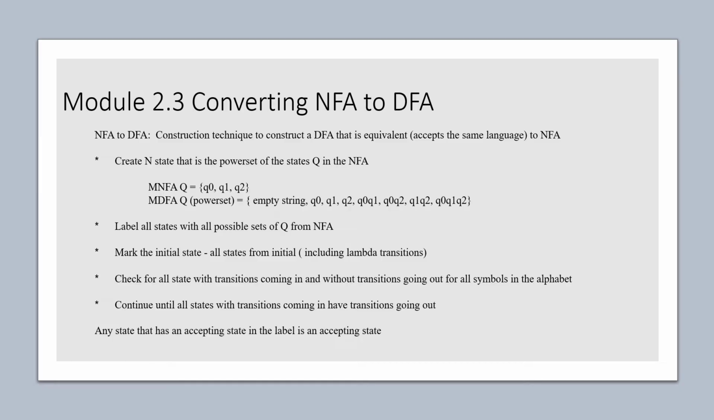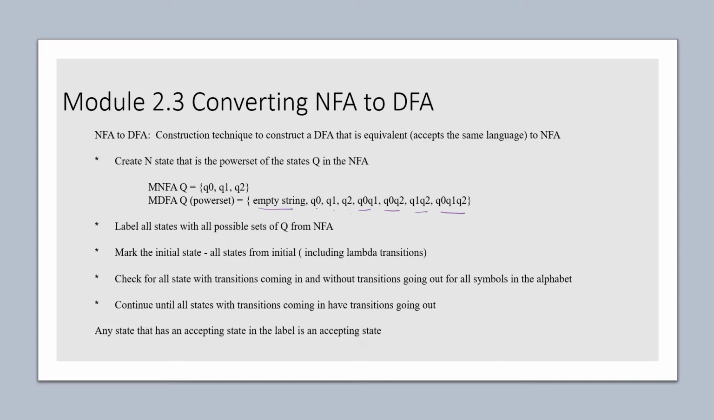All right, so this is the construction technique to change it. Convert an NFA to a DFA. All right, so first you have to create a number of states that is the power set of the ones in the NFA. So if your NFA has 3 states, your DFA is going to have the power set. So you're going to have the empty set. You're going to have Q0, Q1, Q2, Q0 Q1, Q0 Q2, Q1 Q2, and Q0 Q1 Q2.